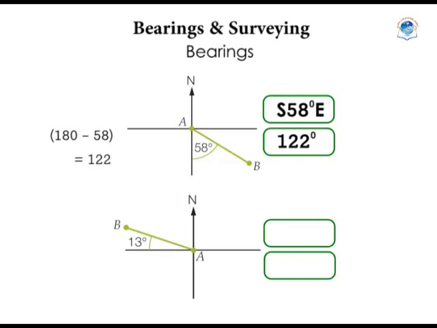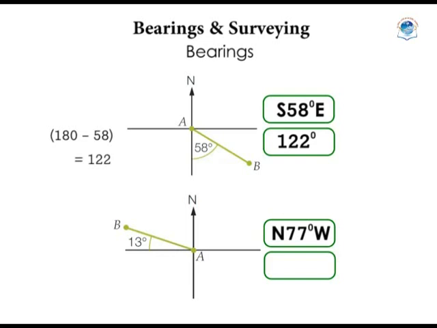The second one is a bit tricky. That angle 13 degrees is measured from west. But remember, in compass bearing, angles must be measured from either north or south. B is towards north. We know the angle between north and west is 90 degrees. If we move from north, B will be at 90 minus 13, which is 77 degrees. And that is towards the west. So the compass bearing is north 77 degrees west.